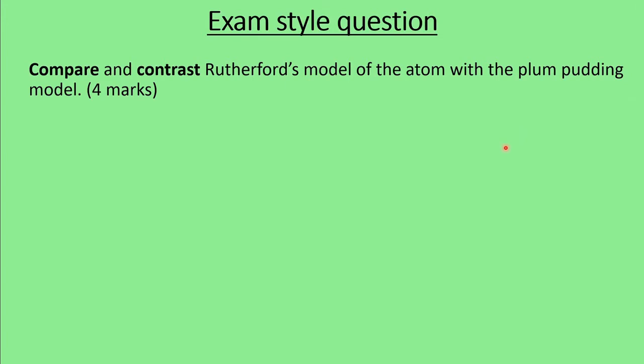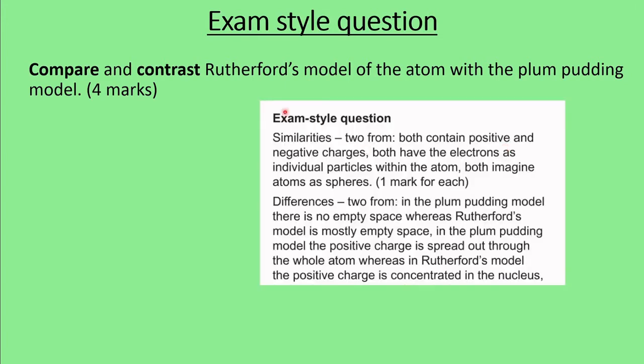Okay, so here are the answers that you were looking for. For compare and contrast, when you see a question with those two words, you're looking for similarities and differences. For similarities, you have to give 2 of these. Both contain positive and negative charges. That would have been a mark. Both have electrons, which would give you another mark. Or both imagine the atoms as spheres. And so you get 1 mark for each, for a maximum of 2.